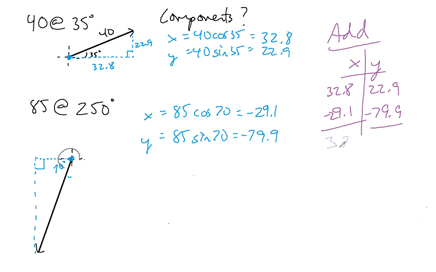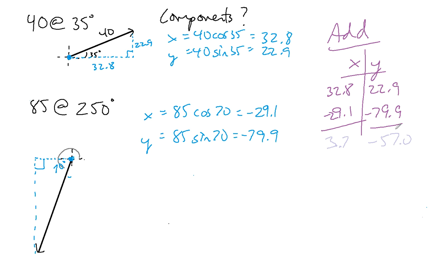All right, but I got the 22.9, and I'll put that together with the minus 79.9. I'm going to put them together, and I've got negative 57.0. Just looking at this, I can tell that this thing isn't going very far sideways, and it's going really far down. So my answer is going to be going pretty much straight down.